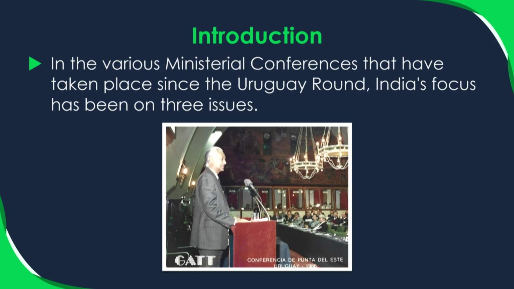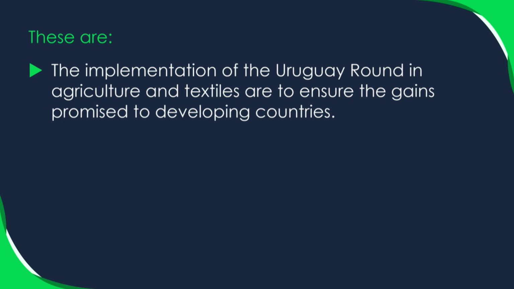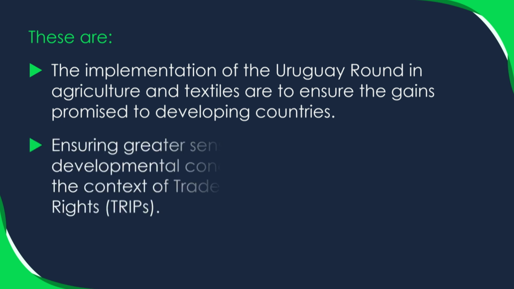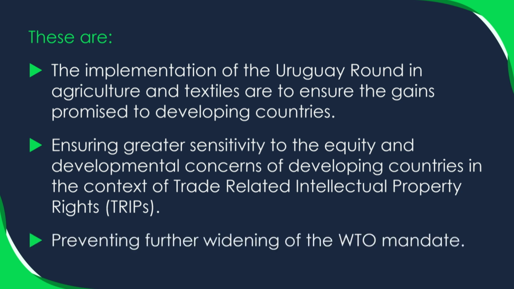of negotiations. In the various ministerial conferences that have taken place since the Uruguay round, India's focus has been on three issues. They are the implementation of the Uruguay round in agriculture and textiles, or to ensure the gains promised to developing countries; ensuring greater sensitivity to the equity and developmental concerns of developing countries in the context of trade-related intellectual property rights; and preventing further widening of the WTO mandate. Let us discuss India's role in the Uruguay round of negotiations.